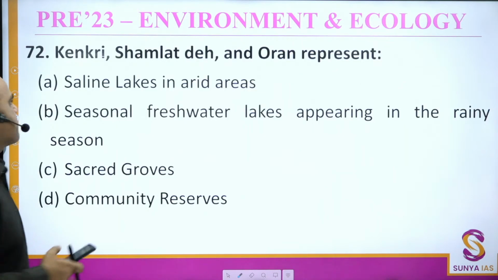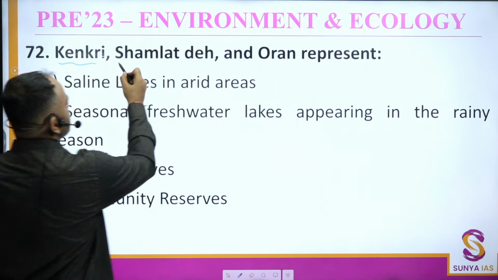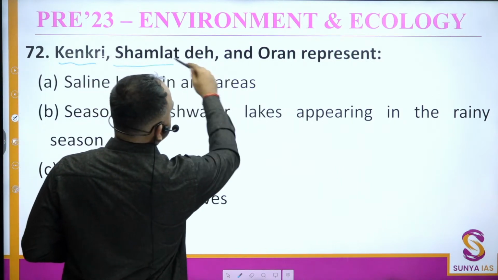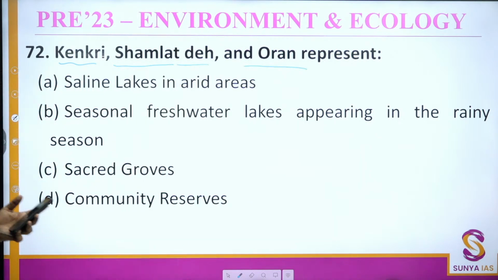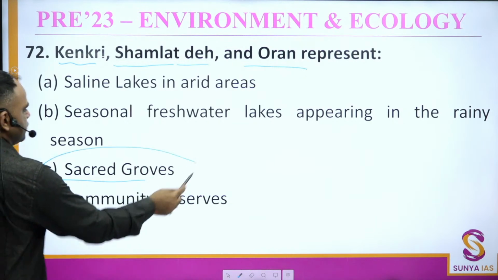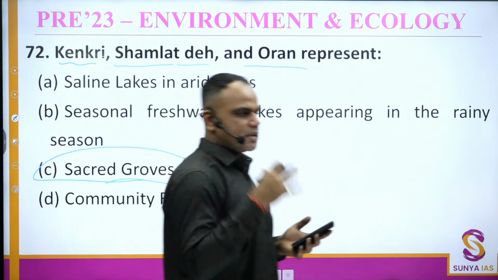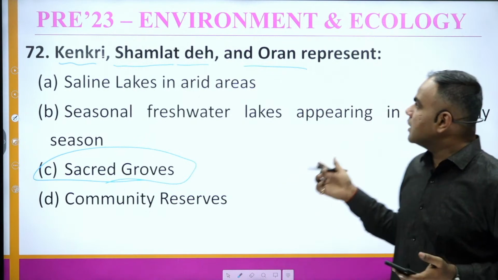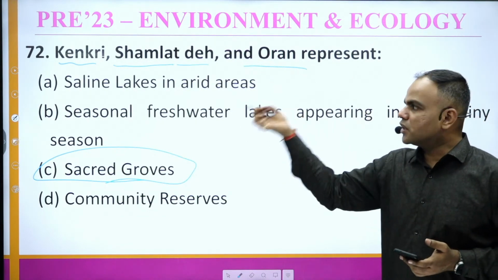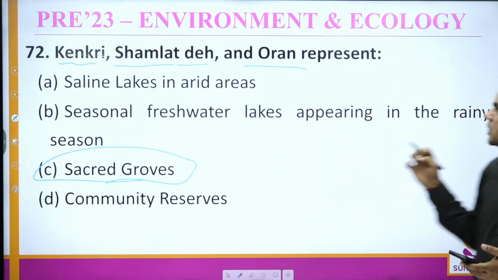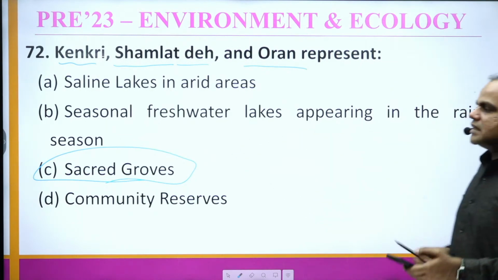Question number 72. Kenkri, Shalmat-De and Oran. What are these? These are basically the sacred groves. The region is in Rajasthan. And by the way, if you know the Oran Bachao Yatra, in case of the Great Indian Bustard, you can also make this point. So we are talking about sacred groves.